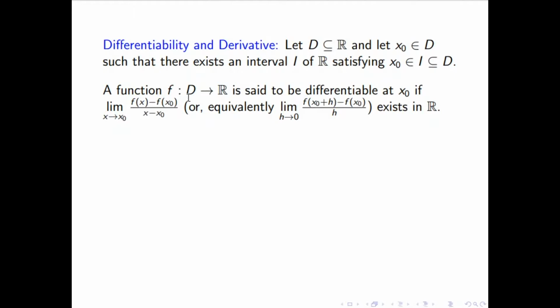And it is said to be differentiable at a point x naught if this limit exists. If this limit exists, then we will say that the function is differentiable at that point. So you have to find the limit of f(x) minus f(x naught) divided by x minus x naught at point x naught. If this limit exists, then we'll say that the function is differentiable, or in other words, you can write the limit as h tending to 0 of f(x naught plus h) minus f(x naught) divided by h.